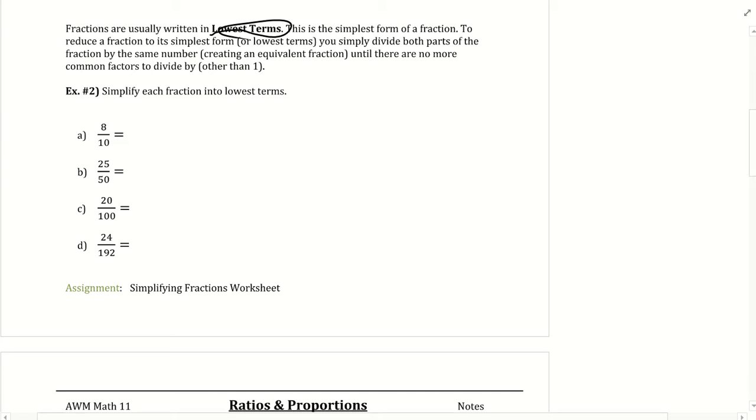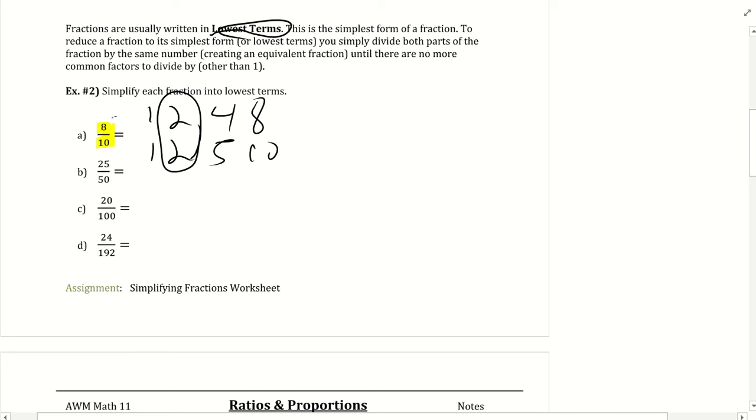So when we look at this first one, we notice we have an 8 and a 10. To take it back a little bit, we would look at the factors of 8, which are 1 and 8, 2 and 4, and there are no more. For 10, we have 1 and 10, and 2 and 5. So we see that the greatest common factor here is 2. So 2 has to go into both of those numbers.